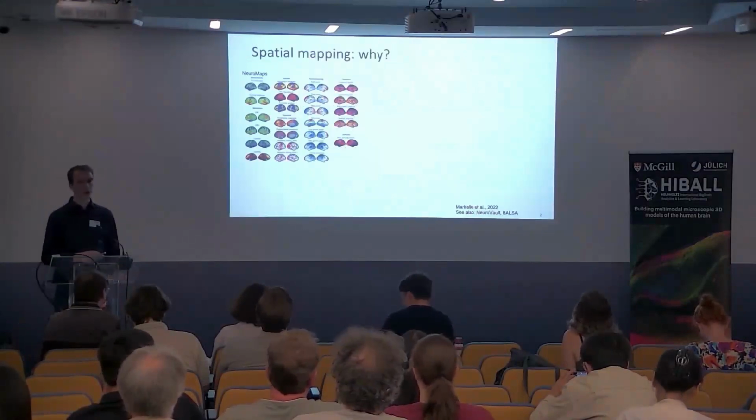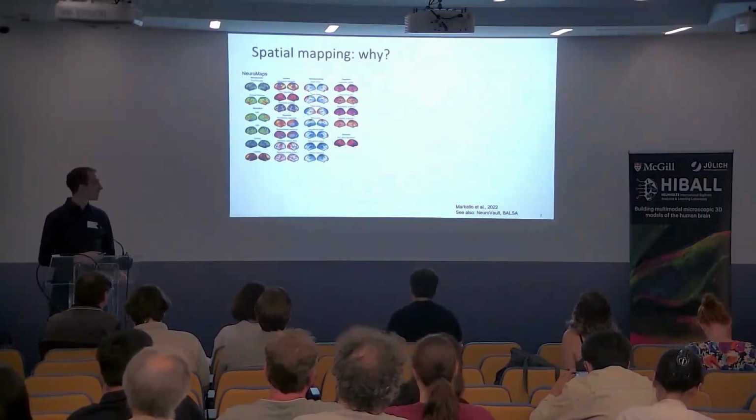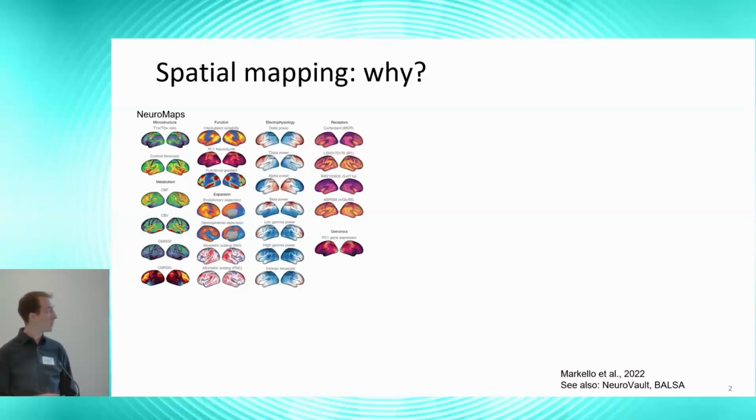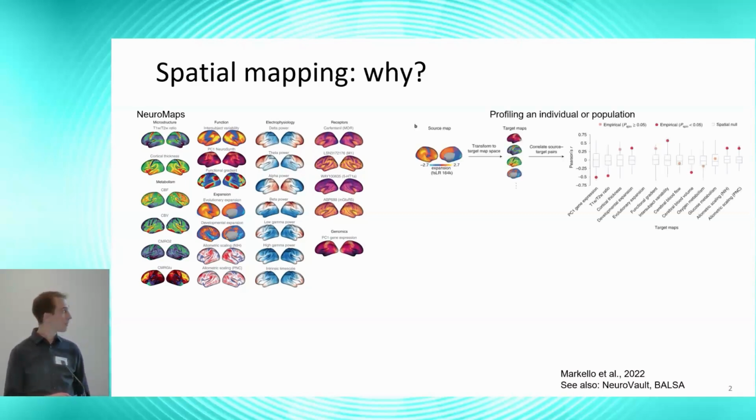This is very much inspired by NeuroMaps, a project by Bratislav Misic and his lab. Basically what they're doing here is mapping out many different features to the neocortical mantle, including MRI features, intracranial EEG features, histology features, many things. And what they do with this information is, well, many things.